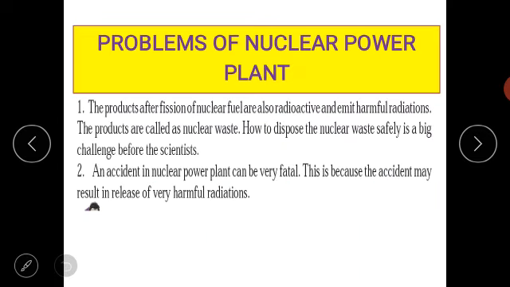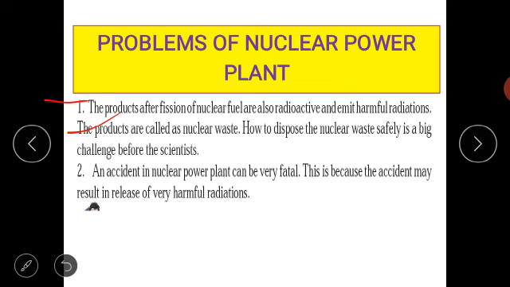So what are the problems of a nuclear plant? First, the products of fission. Products after fission of nuclear fuel are also radioactive and emit harmful radiation. So when the nuclear fission reaction is over, that waste is still radioactive and emits radioactive emissions that are harmful for health. The products are called nuclear waste.